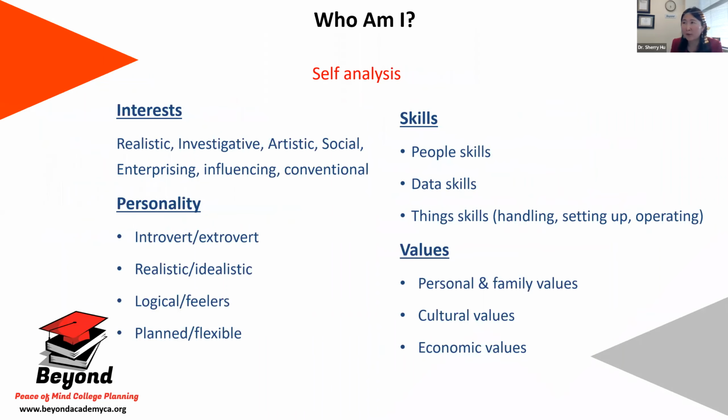Yeah, this is what we try to do. Before people can really know which is a good major for them, they really need to do a self-evaluation. They need to understand their own interests, and they need to know their own personalities, right? They are introvert or extrovert, they are realistic or idealistic, they are logical or they are feelers, they are planned and structured, or they are very flexible. These are all different personalities. And what kind of skills do they have? They have people skills, or data skills, or what we call things skills. They like to make things, right?